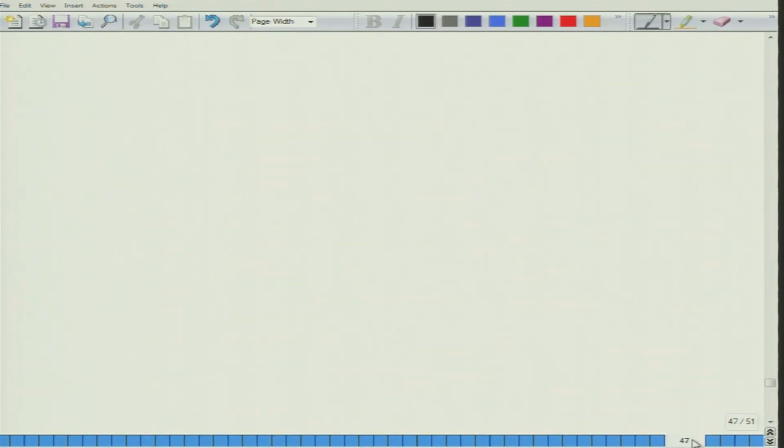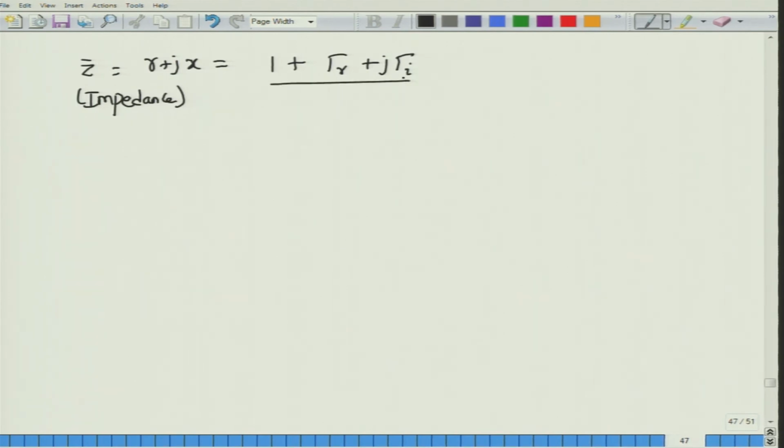To do that, we will start with this relationship, that r plus jx, which is the complex z value, the impedance value. So let me write this down. This is impedance, except that we have written this complex impedance in the rectangular form. So this would be equal to 1 plus gamma r plus j gamma I, where gamma r and gamma I are the real and imaginary parts of gamma of z, divided by 1 minus gamma r minus j gamma I. Please note that this relation is nothing but 1 plus gamma by 1 minus gamma. Please also note that it is not the magnitude, therefore do not confuse this with the standing wave ratio expressions.